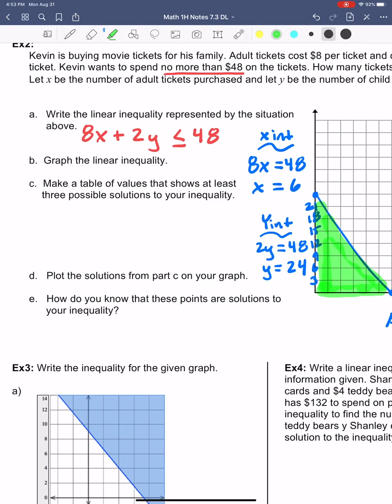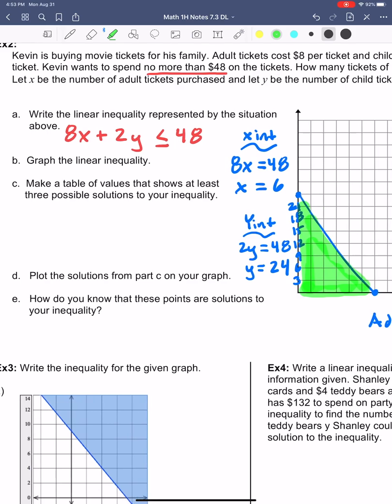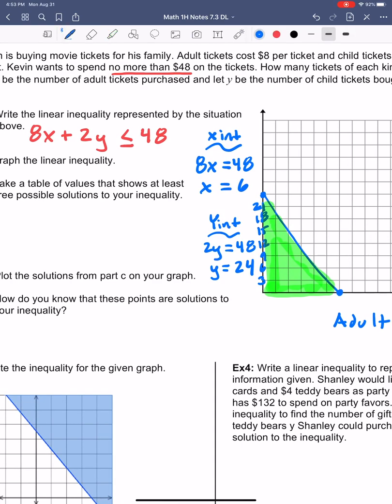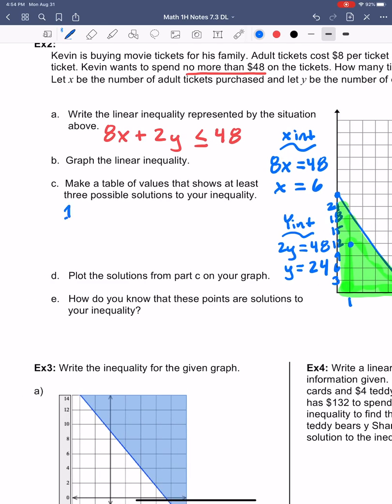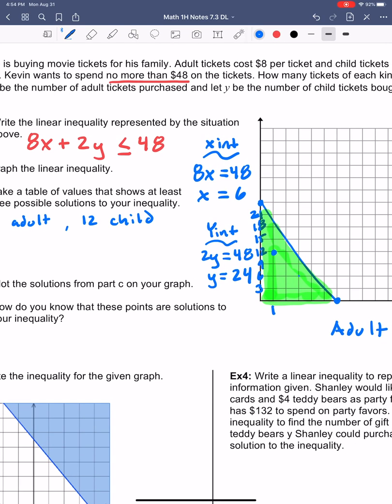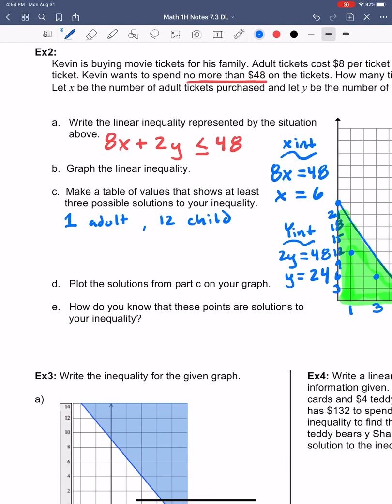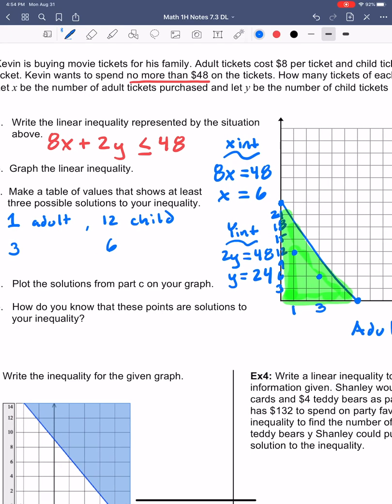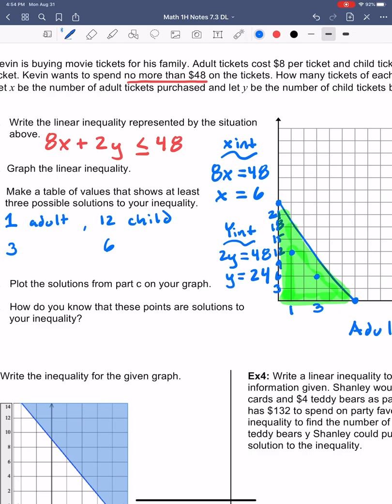It says make a table of values that shows at least 3 possible solutions to your inequality. So this is anything in my solution set, right? So I just need to pick out 3 points here. So if I take this point right here, that would be 1 adult ticket and 12 child tickets. So I'm going to say 1 adult and 12 child. Okay, and I can pick out any other combination that's in here. Right, so maybe this one here, this would be 3, 6. So 3 adult and 6 child. And I'll let you pick out the last one, anything in that shaded area.